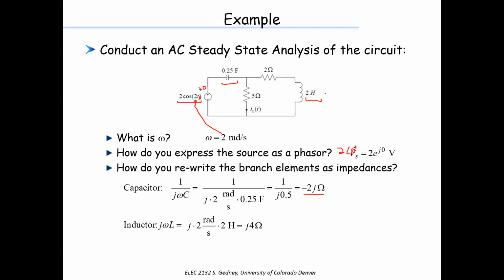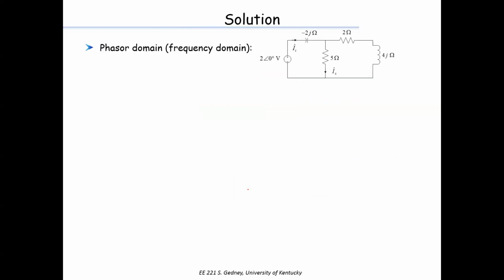So now I write this as j4 ohms for my inductor, and I write my capacitor as minus 2j ohms, and I write my source as 2 angle 0, and at this point I would be ready to do my AC steady state analysis. Of course my resistors remain unchanged, 5 ohms and 2 ohms. Now I've redrawn my circuit, and I need to find my Ix.